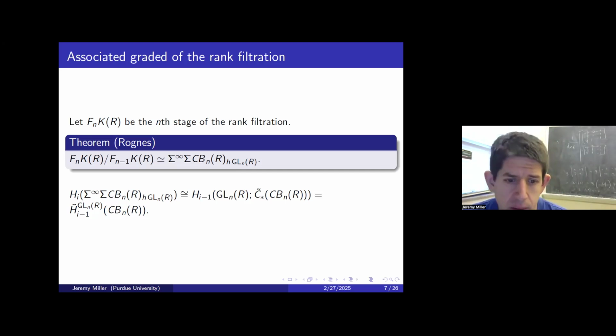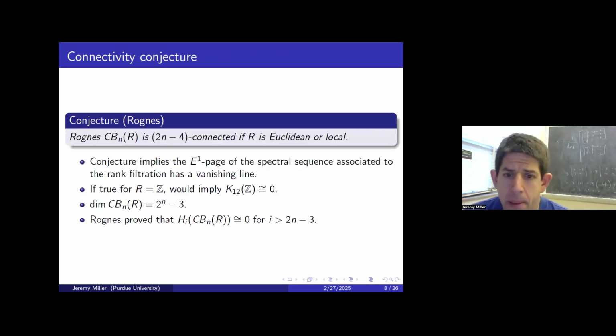If you do this right in a based sense, or in other words, the homology of the associated graded is the hyperhomology of GLN with coefficients in reduced chains in this simplicial complex, or in other words, it's just the reduced equivariant homology of this simplicial complex. So if we understand the simplicial complex better, then we can understand algebraic K-theory better. And in particular, he conjectured that the common basis complex is 2n minus 4 connected if R is a Euclidean domain or a local ring.